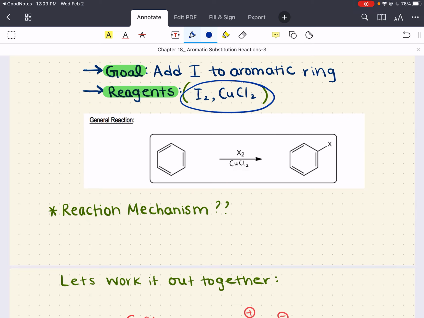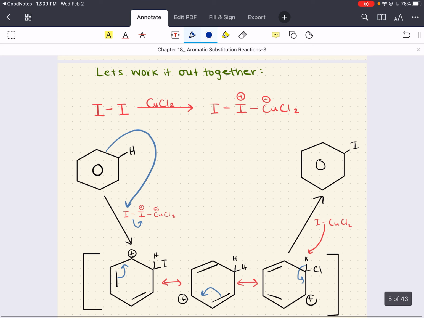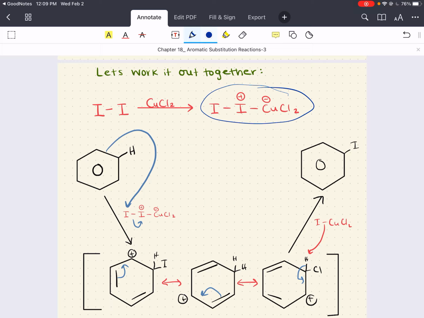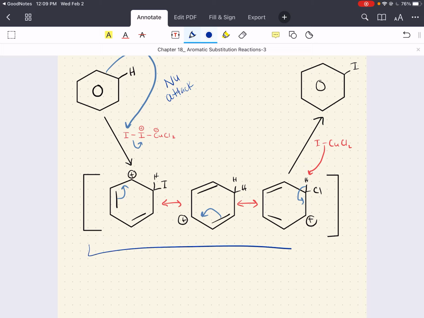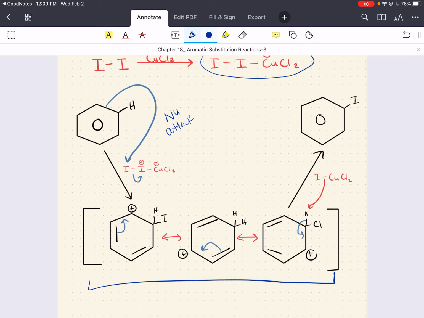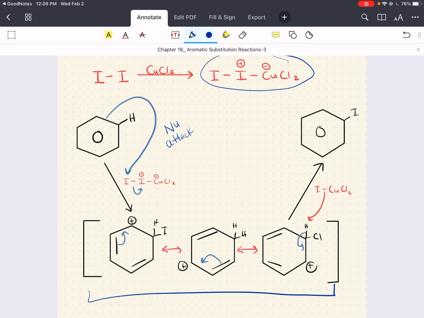All right, and now the mechanism for this reaction is again also very similar to the two we listed before, with the main difference being what our catalyst complex looks like. First step is nucleophilic attack. All right, again, we form a sigma complex, and our sigma complex is again deprotonated to restore aromaticity in our final product.